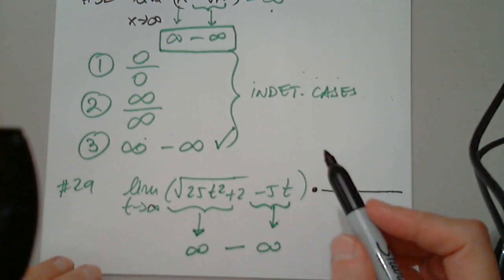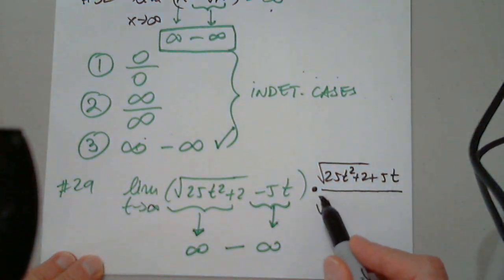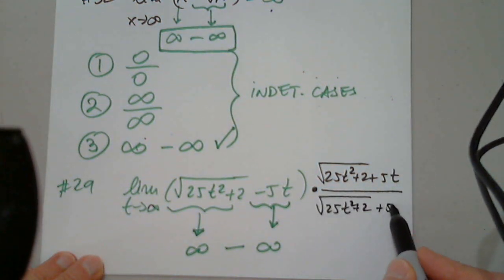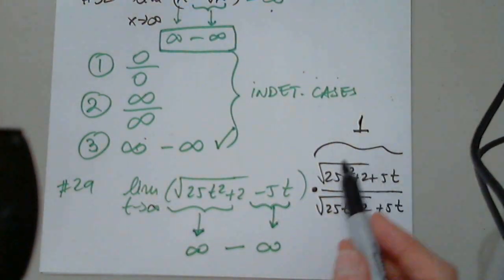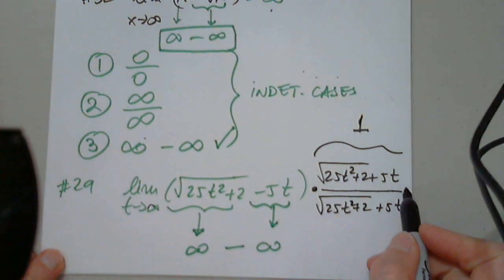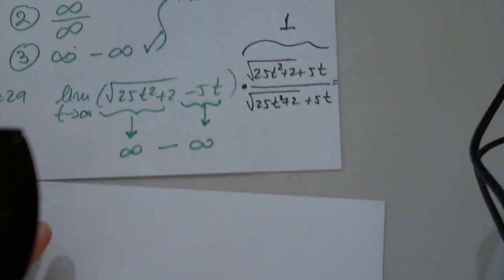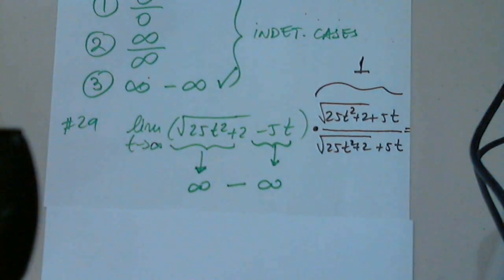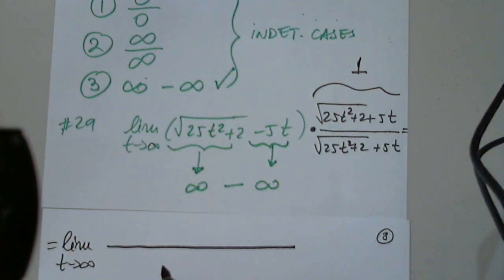Multiply by the conjugate. Excellent. So the square root of 25t squared plus 2 plus 5t, over the square root of 25t squared plus 2 plus 5t. Because all this fraction is 1. Multiplication of this quantity by 1, nothing happens. Absolutely nothing. If I have $10 in my pocket and I multiply by 1, I still have $10. Okay. Can anyone multiply the tops and tell us what to write? I have to copy the denominator, of course. I have no choice.